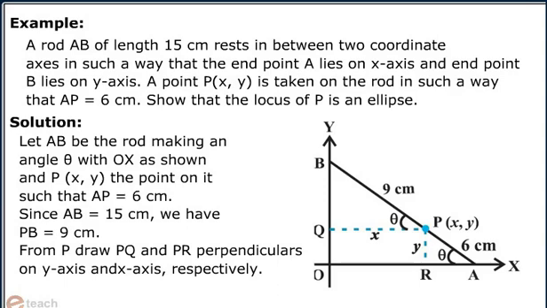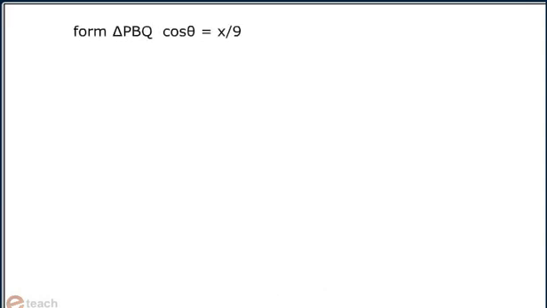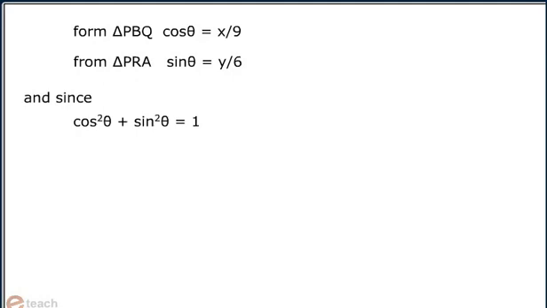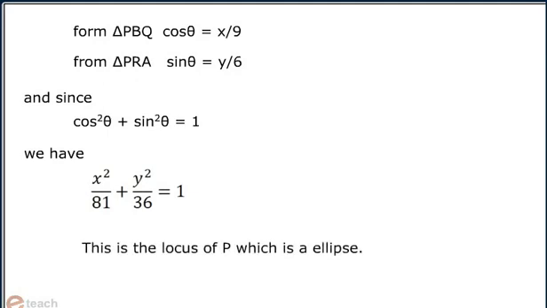From P, draw PQ and PR perpendiculars on the y-axis and x-axis respectively. From triangle PBQ, cos theta = x/9. From triangle PRA, sin theta = y/6. And since cos²theta + sin²theta = 1, we have x²/81 + y²/36 = 1. This is the locus of P, which is an ellipse.